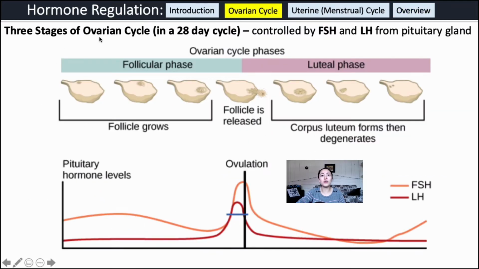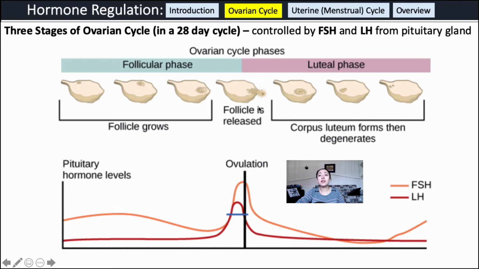So let's look at the 3 stages of the ovarian cycle. Remember, what's happening in the ovaries is controlled by FSH and LH secretions from the pituitary gland. So what's happening in the pituitary gland? Well, it starts to secrete FSH during the beginning of your monthly cycle. FSH triggers the follicles to grow. Around day 14, you see a peak in the luteinizing hormone from the anterior pituitary, and this triggers ovulation.